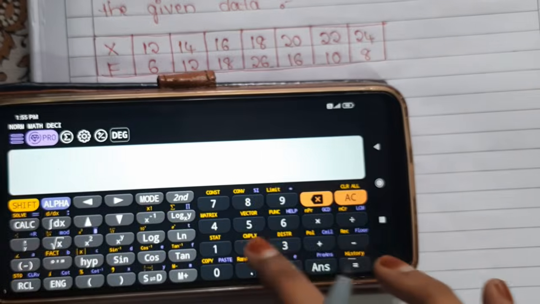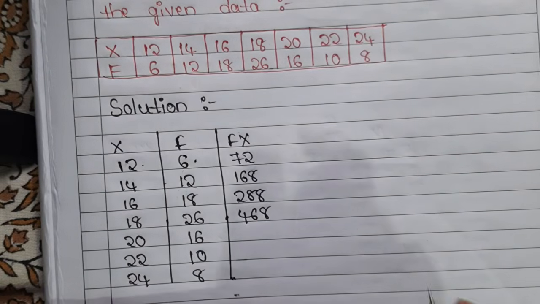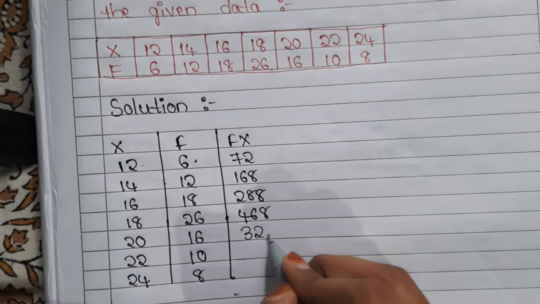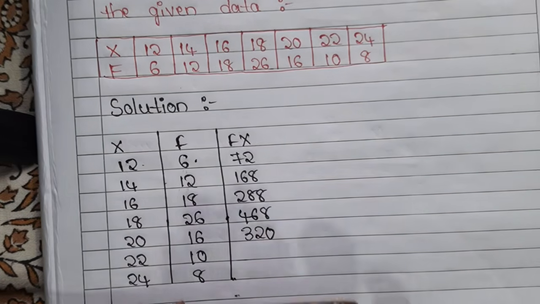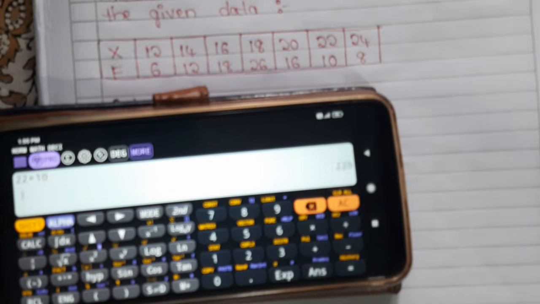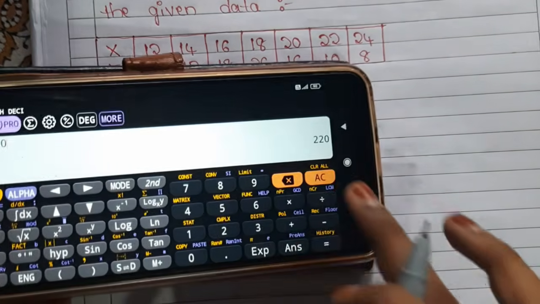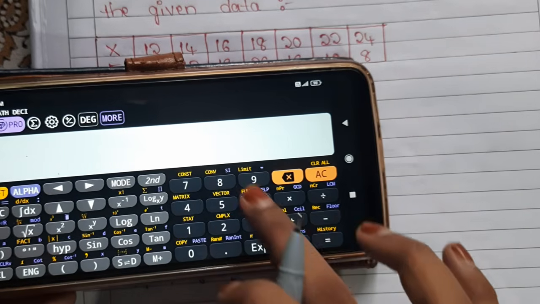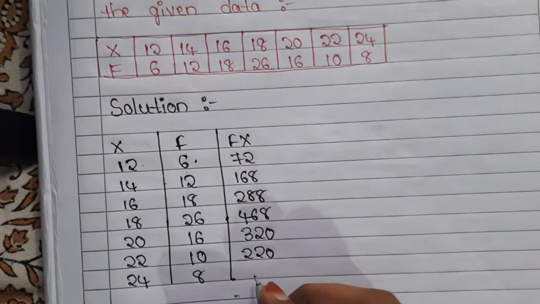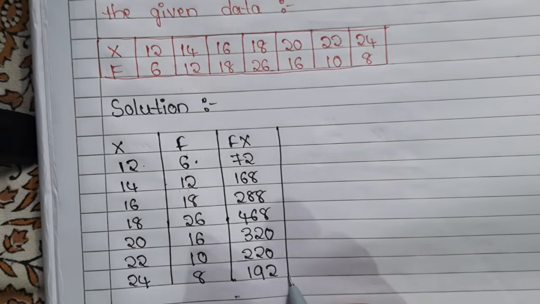Then 20 into 16. You also do the calculations along with me. Just don't watch the video. Take a paper, take a pen and do the calculation. 22 into 10 is 220. 24 into 8 is 192. Okay, so we are done with fx.